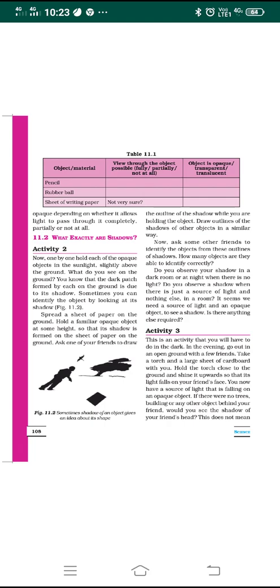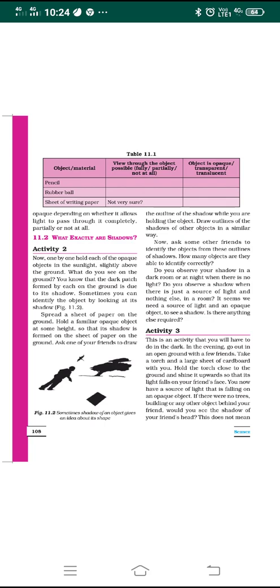So when the shadow is formed on the sheet of paper on the ground while you are holding the opaque object in the sunlight above the ground, ask one of your friends to draw the outline, structure or shape of the shadow which is formed on the sheet of paper. Later, ask some other friends to identify the objects from those outlines of shadows formed for different kinds of opaque objects. You have to draw the outlines.